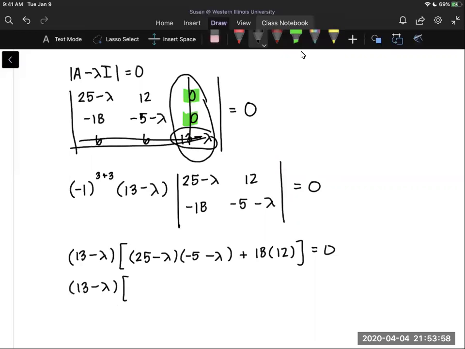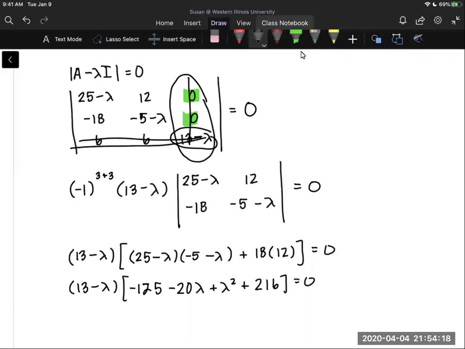So I have -5 times 25 gives me a -125. And then I have a -25 and a +5. So -20 lambda plus lambda squared. And I had said that that was going to be 216.